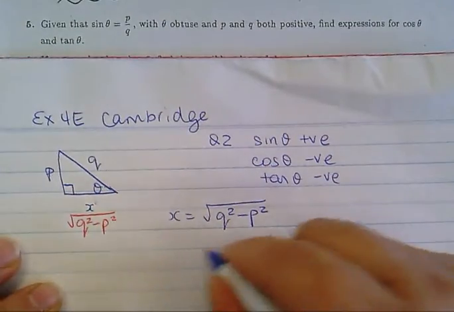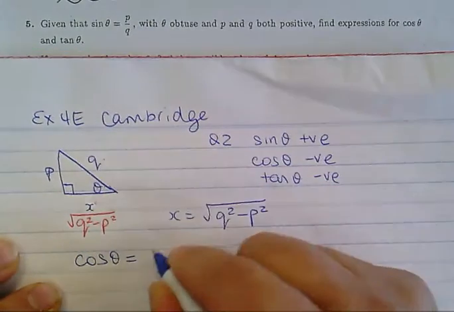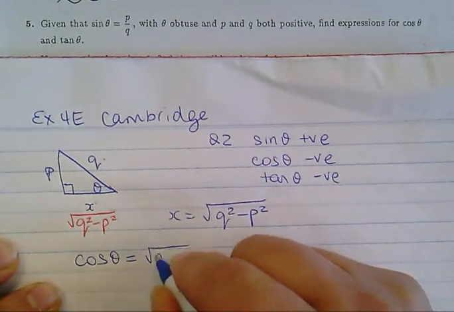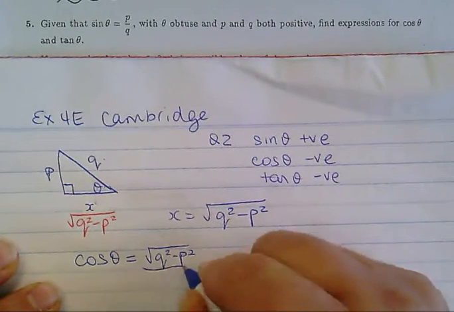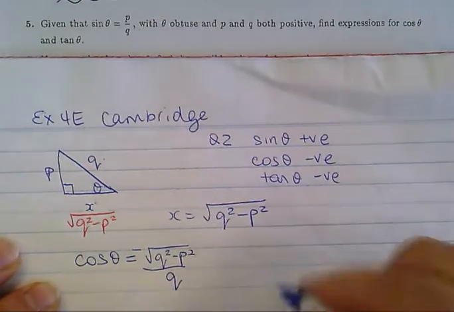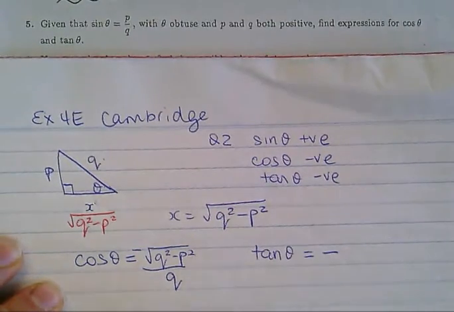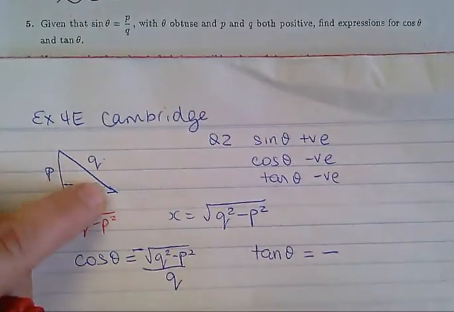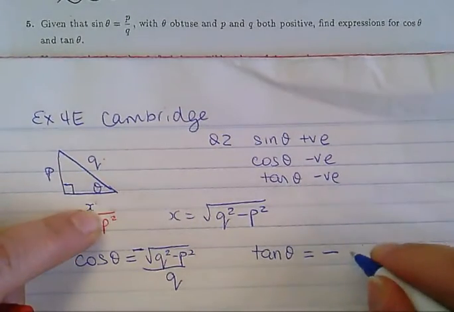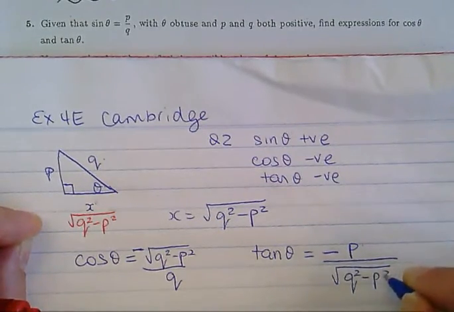So therefore, what is cos theta? Cos is adjacent over hypotenuse. It's the square root of q squared minus p squared over q. And it's negative. Very good. And tan theta is also negative. Tan is opposite over adjacent. It's negative p over the square root of q squared minus p squared.